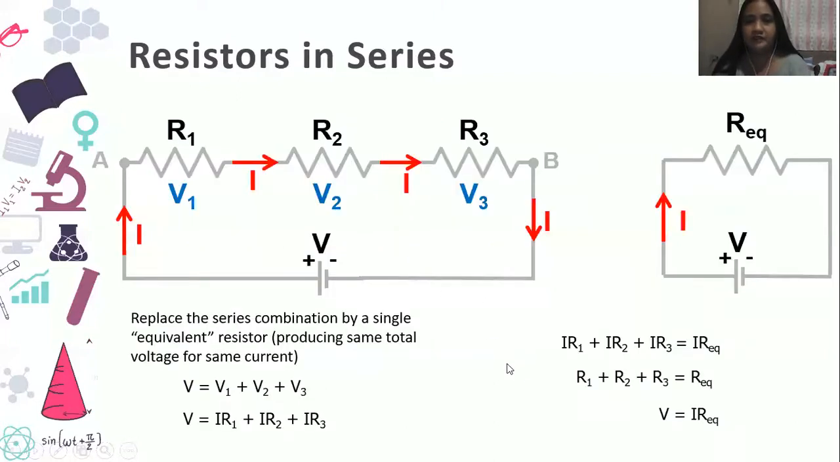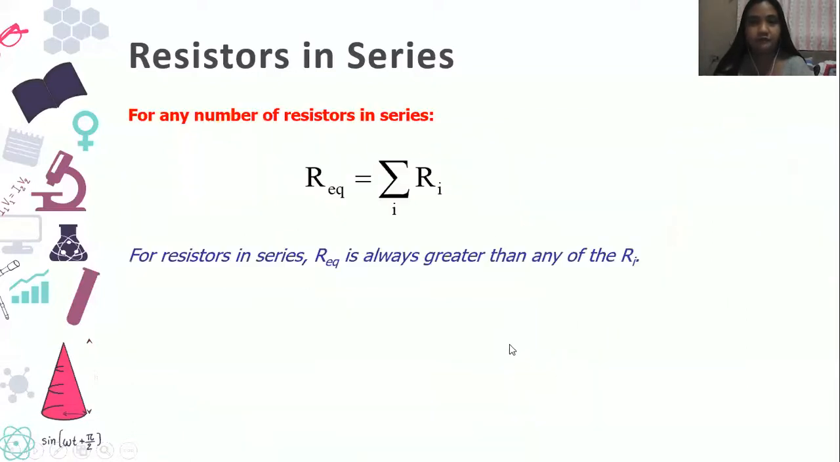You can safely say that the total resistance of resistors in series will also be the sum: R1 plus R2 plus R3. That will be your formula. For any number of resistors in series, all you have to do is get the sum of those resistances. And one thing you have to check, if you want to check if your answer is correct: R equivalent is always greater than any of the Ri.